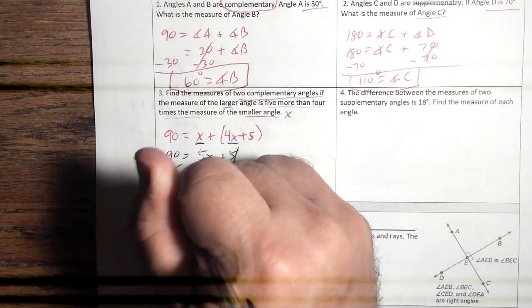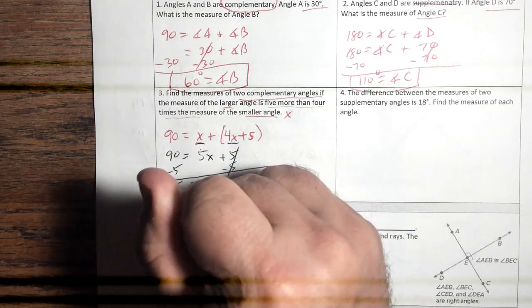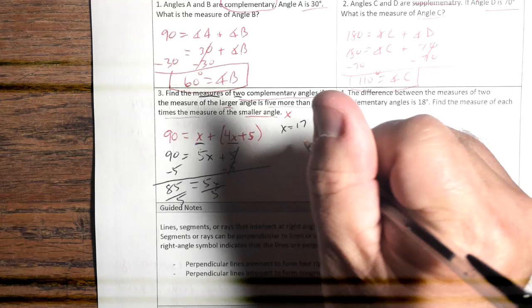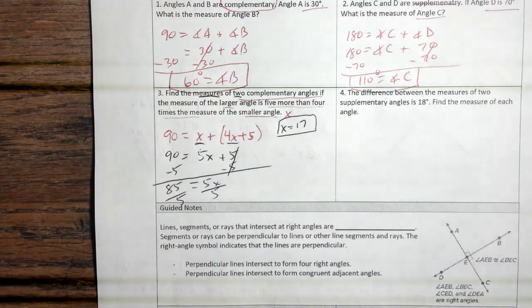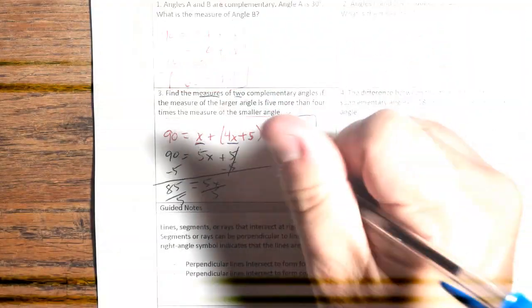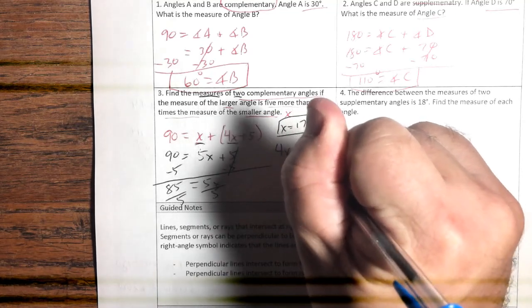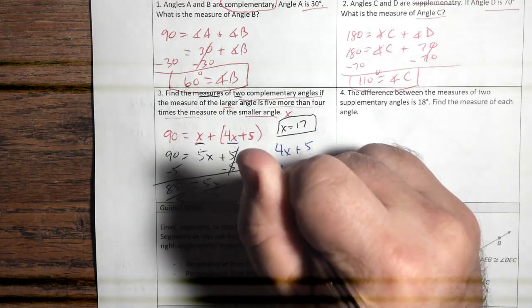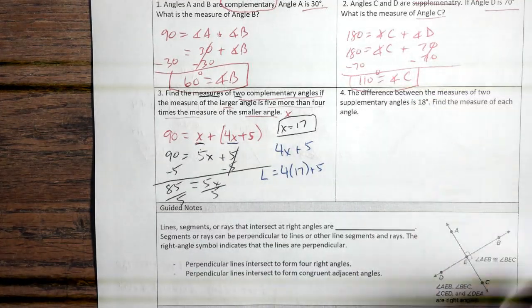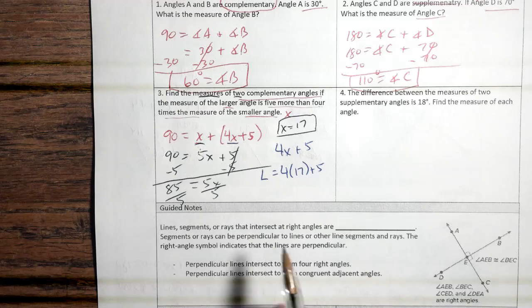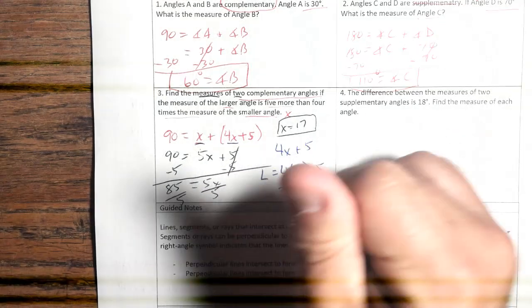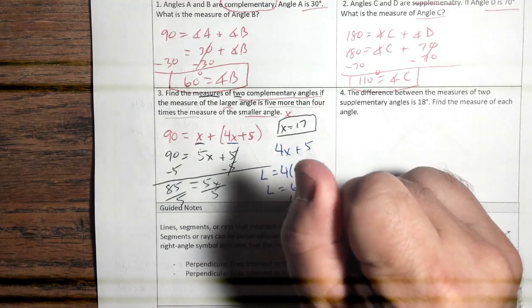We got 5x equals 85. Divide both sides by 5. And x is equaling 17. Now they said find the measures of both of them. So smaller angle, x equals 17. Larger angle, 4x plus 5. 4 times 17 plus 5. I'm just going to call the larger angle L. So 4 times 17 is 68 plus 5. The larger angle is 73.